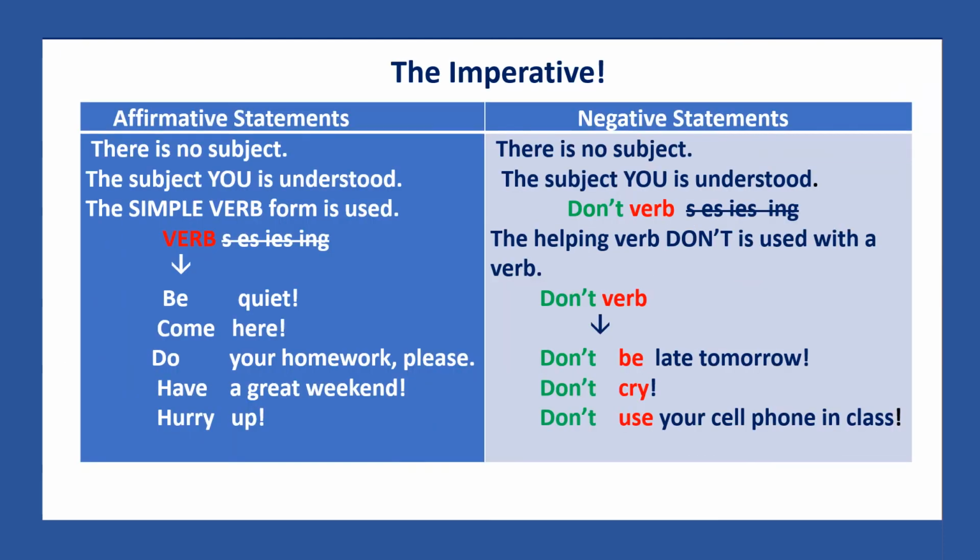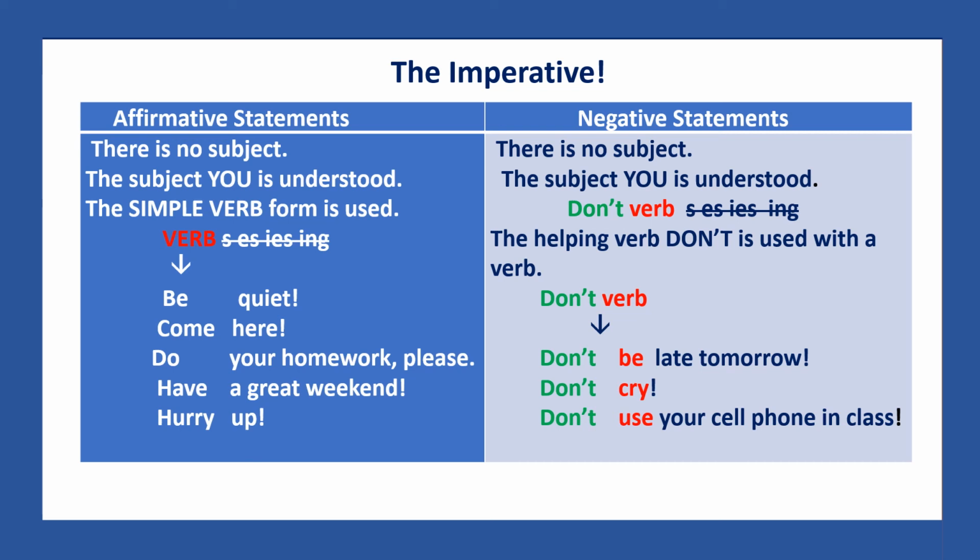Let's review what you've learned. So there are affirmative statements and negative statements with the imperative. In the affirmative, there's no subject. The subject you is understood. The simple verb form is used. So that means no S, no ES, no IES, and no ING. Be quiet. Come here. Do your homework, please. Have a great weekend. Hurry up.